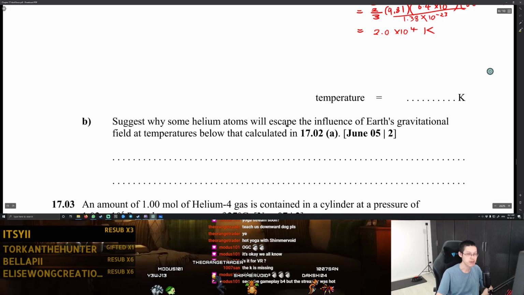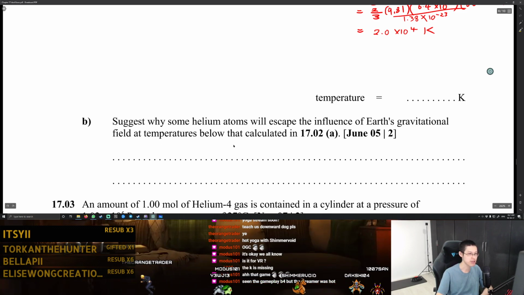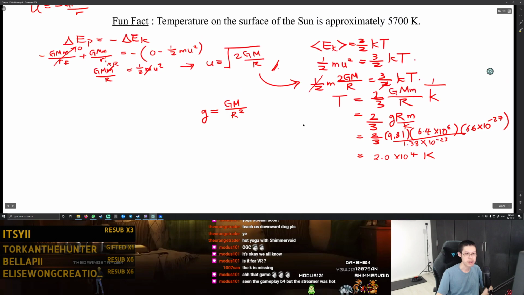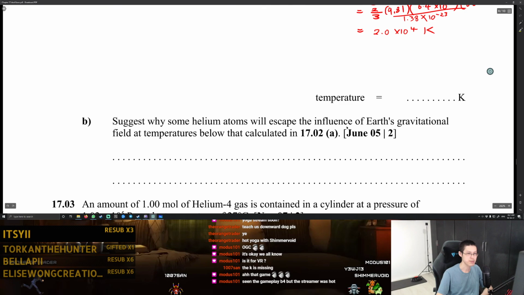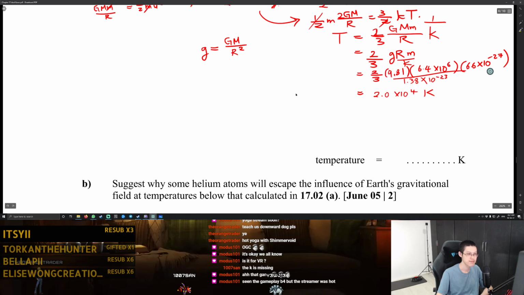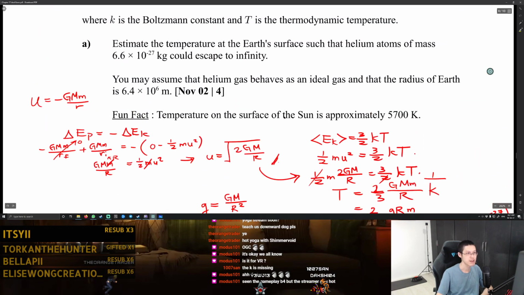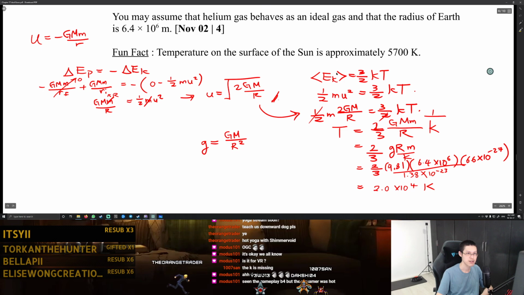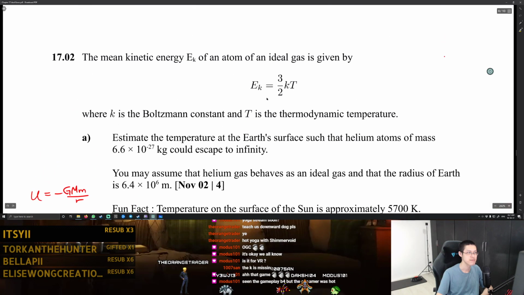Suggest why some helium atoms will escape the influence of Earth's gravitational field at temperatures below that calculated in this. Okay, so despite the fact that the surface temperature of the Earth is way below this amount, why is it that some helium atoms would still escape the influence of Earth's gravitational field? Why do you think that is? I'll give you a hint. The hint has to do with this. I'll give you a bigger hint.